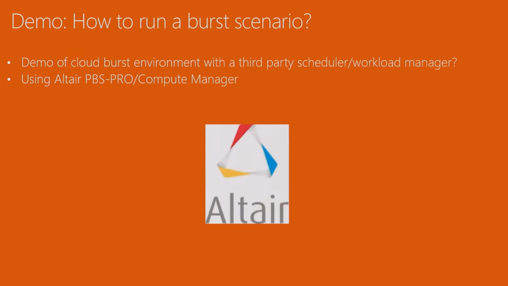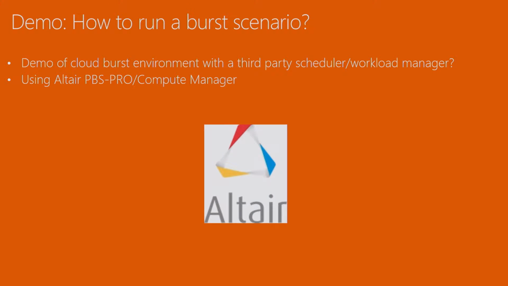So I do want to switch back to the demo now for a typical burst environment. This is what we see in the enterprise space. The largest oil and gas companies and automotive companies use Altair's solution called PBS Pro, one of our partners. We have implemented this across thousands of cores today on Linux systems in oil and gas and automotive, where they're using it to burst to Azure. So I'm going to move back to 8.